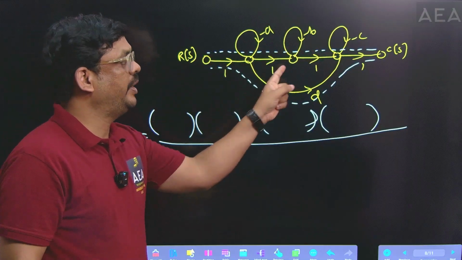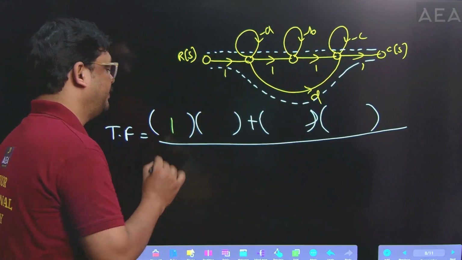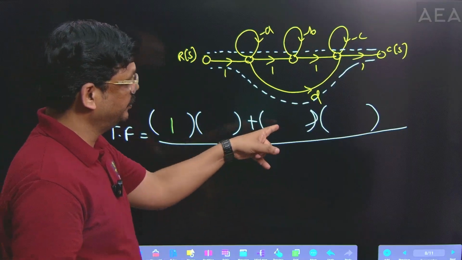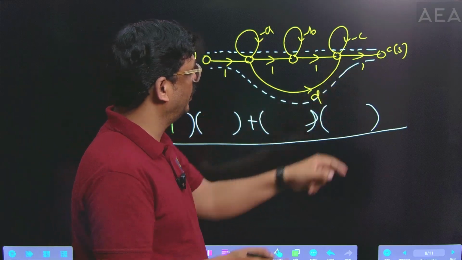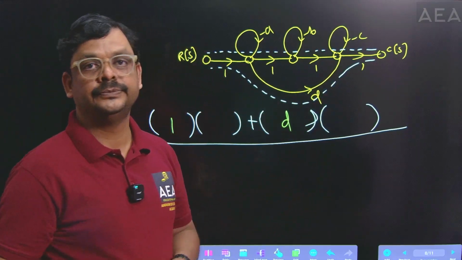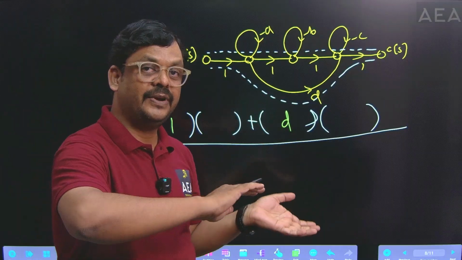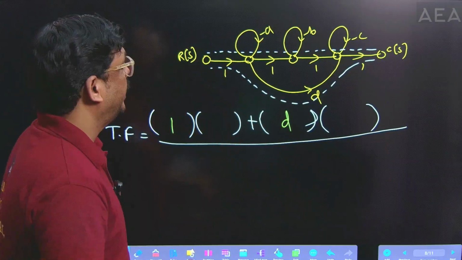Now I am going to write here P1, the first forward path gain. See, 1 into 1 into 1 into 1. So it gives me 1. And later P2, write this one. P2 is the second forward path gain. 1 into D into 1. Write directly here D. And don't write delta 1, delta 2. Delta 1, delta 2, you have to write after writing the delta. Later I want to write the delta.